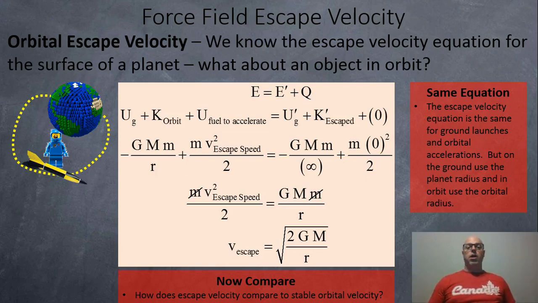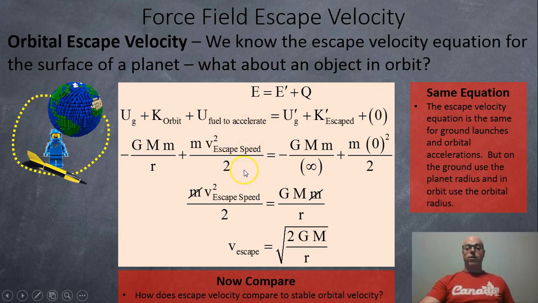Okay. How about if you're in orbit? What happens? So in orbit, you've already got some kinetic energy because you're in orbit. You've got your gravitational energy, you've got your orbital kinetic energy, and you're going to have to burn some fuel or add some fuel, turn it into kinetic energy to get out of there.